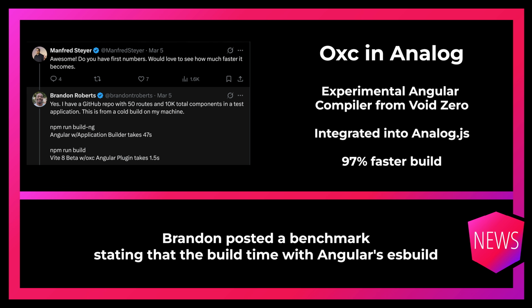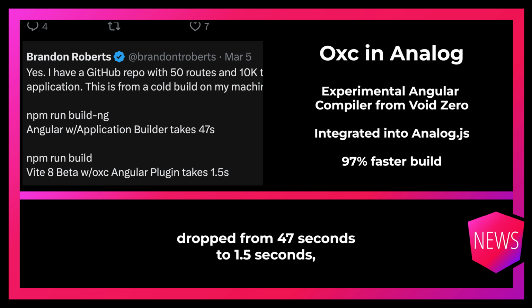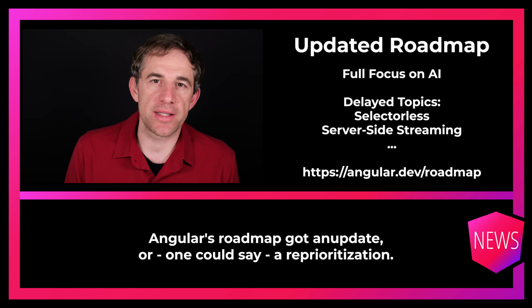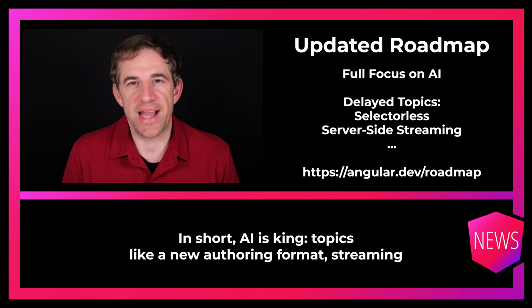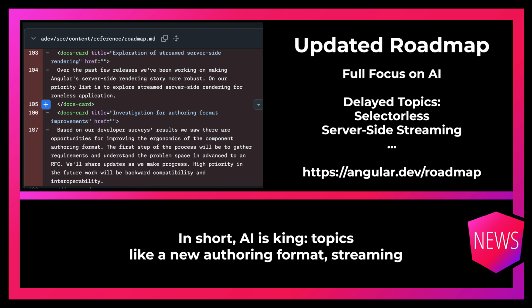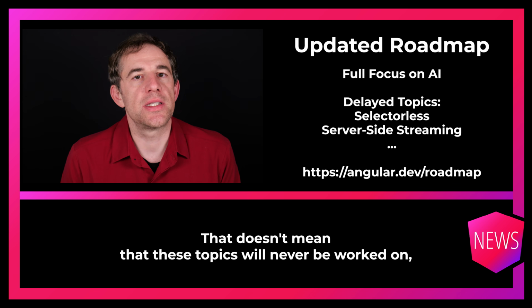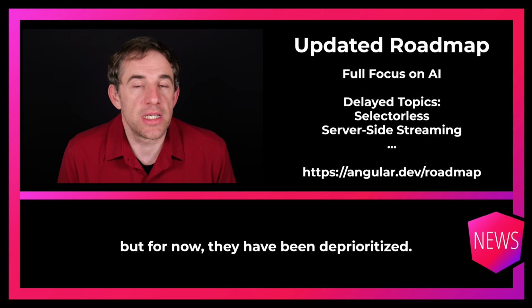Brandon posted a benchmark stating that the build time with Angular's esbuild dropped from 47 seconds to 1.5 seconds, roughly 97% improvement. Angular's roadmap got an update, or one could say a reprioritization. In short, AI is king. Topics like a new authoring format, streaming for server-side rendering, or improvements to the testbed were removed. That doesn't mean that these topics will never be worked on, but for now they have been deprioritized.